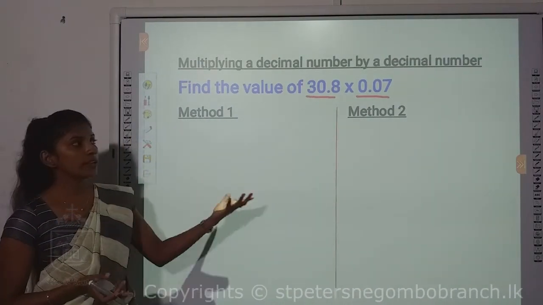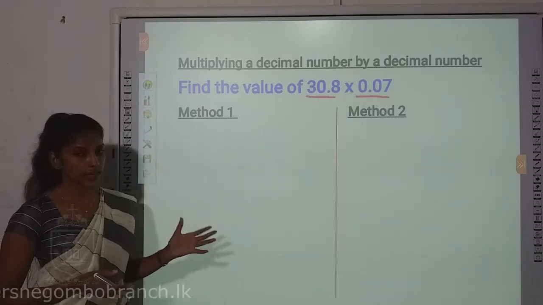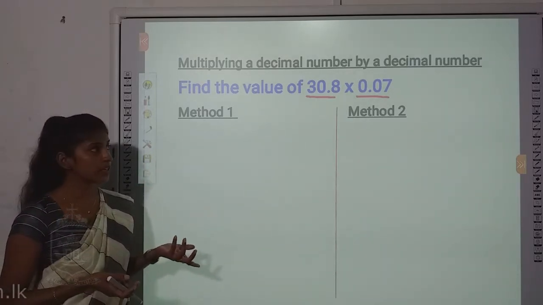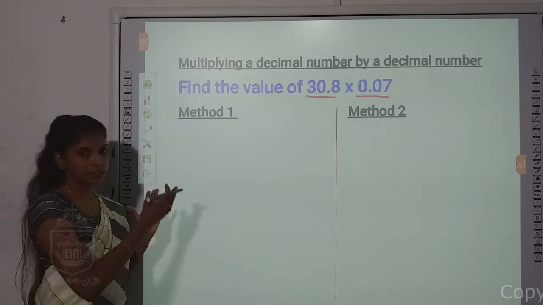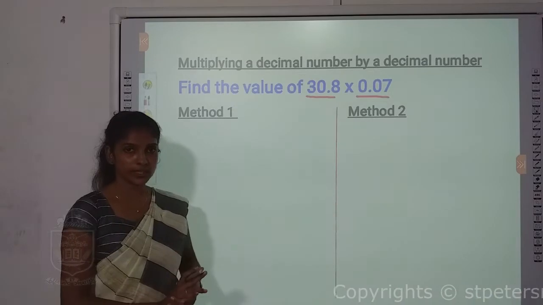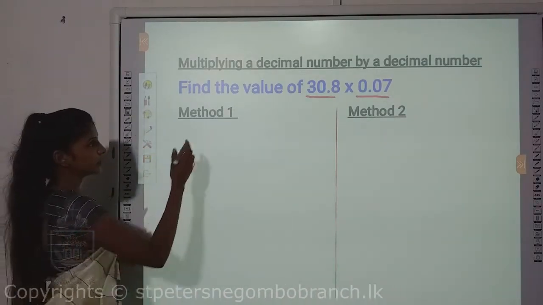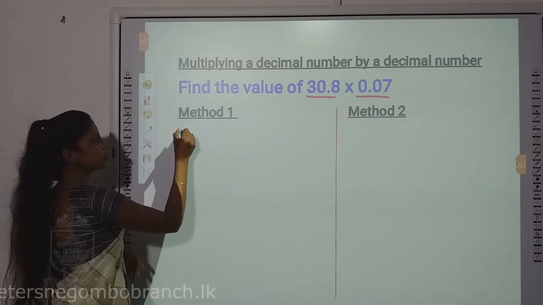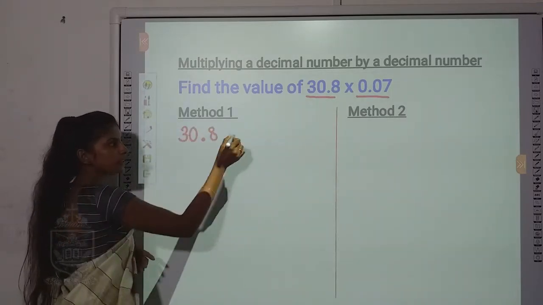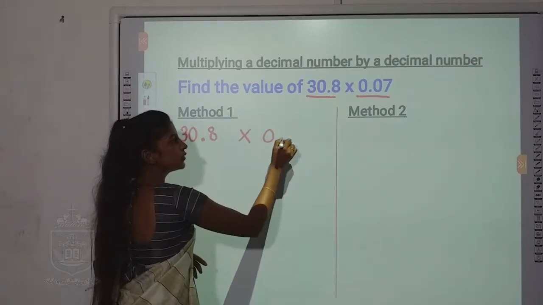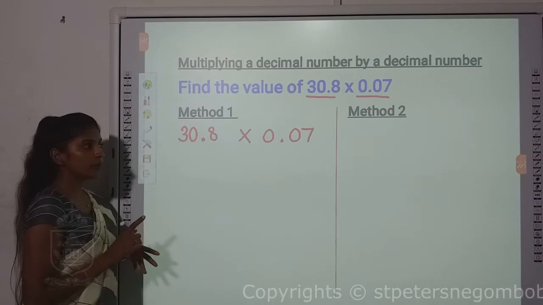So same manner like we did in the previous example, two different methods are there. So you all can, like in the previous example, method 1 is done and method 2 is done. So you all have to understand the easy method. So let's see how we can calculate this. So here 30.8 and the other decimal number is 0.07.